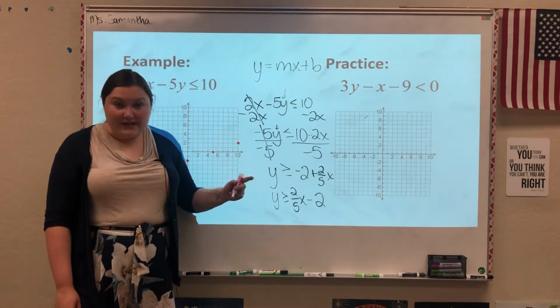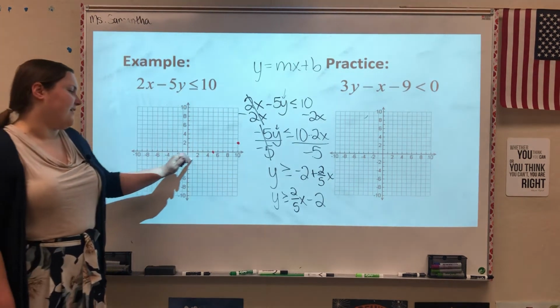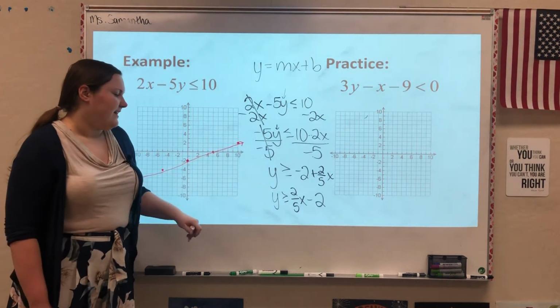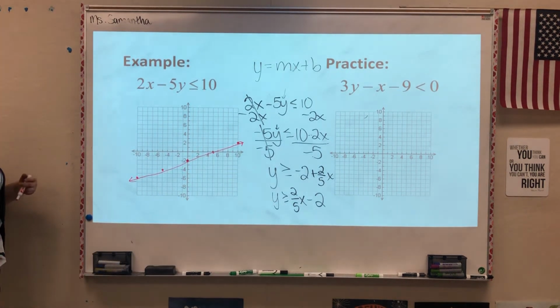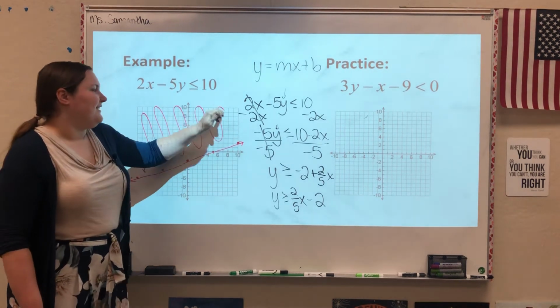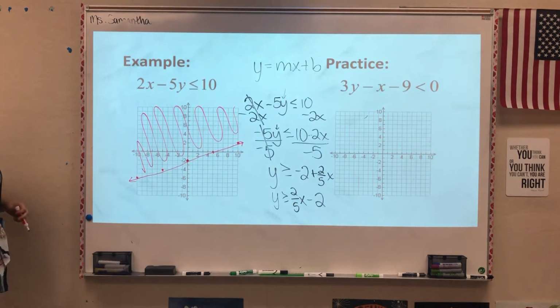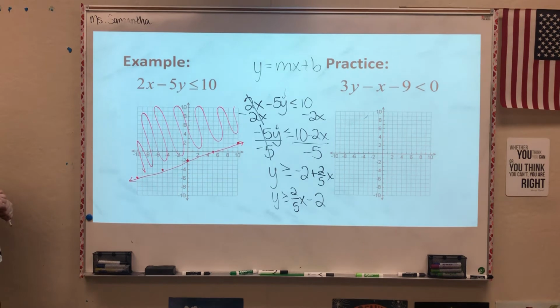Because it has an or equal to sign, that tells me it needs to be a solid line. And then the last part, it's greater than or equal to. Greater than or equal to tells me I want to shade up. I want to shade greater than the line. That would be all of that there. So ta-da, we have graphed that linear inequality.